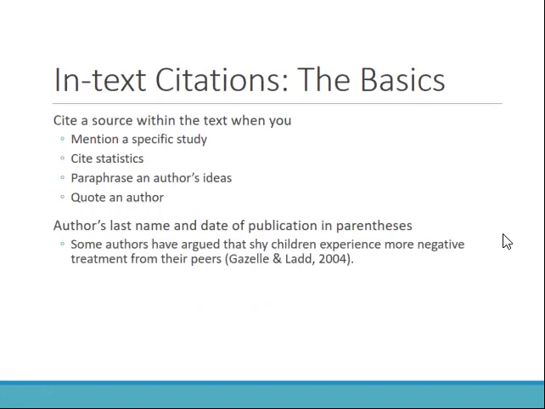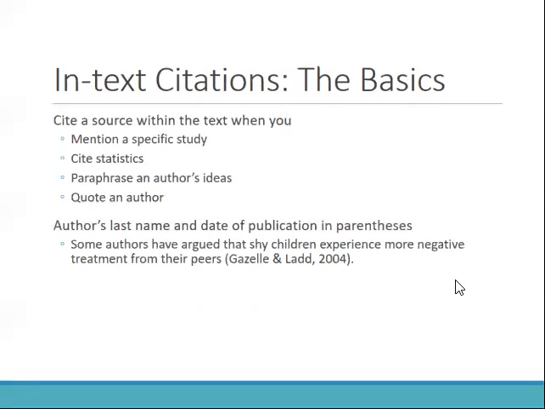And the purpose of in-text citations is to help your reader locate a cited source in the references page. So basically what you're giving the reader is just enough information to cross-reference the citation and match the entry with the references page. So you want to cite a source within the text when you mention a specific study, if you cite statistics from the study, if you paraphrase an author's ideas, or if you use a direct quote. You do need the page numbers if you use a direct quote, but otherwise you won't include page numbers.